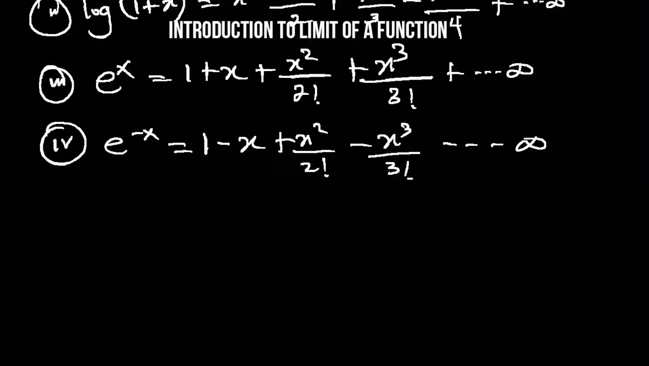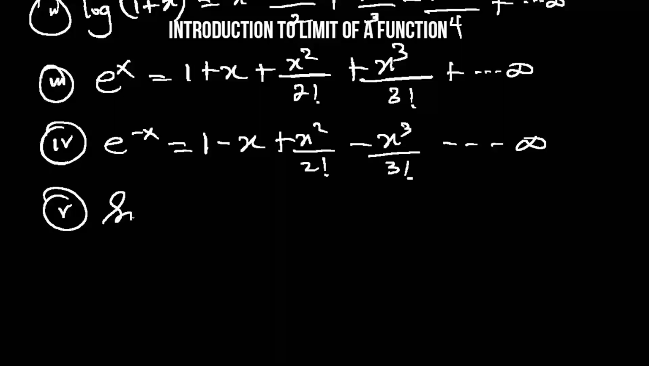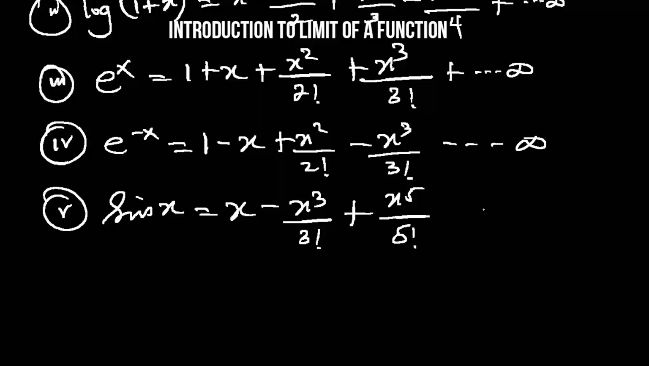So the next series is the fifth series, that's the sine of x. The series of sine x is going to give you x minus x cubed all over 3 factorial plus x to the power of 5 all over 5 factorial minus x to the power of 7 all over 7 factorial, and so on like that till infinity.